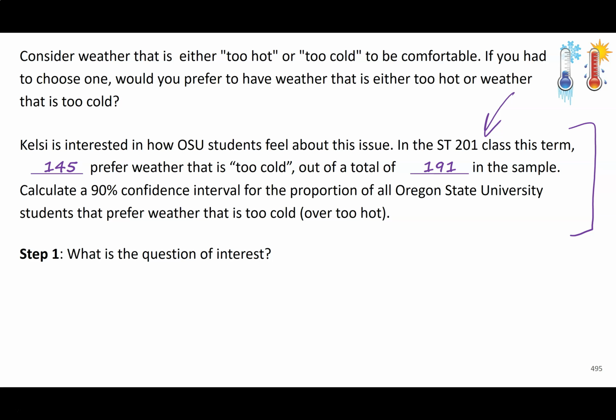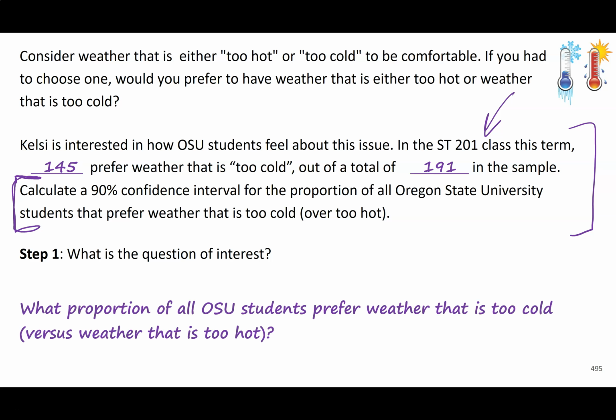So starting off, what is my question of interest? Knowing that I want a confidence interval, it should start with a what is. It should be an open-ended question. So, what proportion of all OSU students prefer weather that is too cold? And I like to insert the versus weather that's too hot, just so I know what I'm comparing to. And if you have this worded just right, in our next problem, I can pretty much just yank this part out here: the proportion of all OSU students that prefer weather that is too cold. That'll be my parameter of interest.